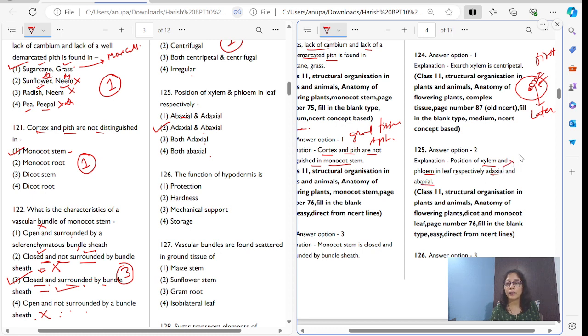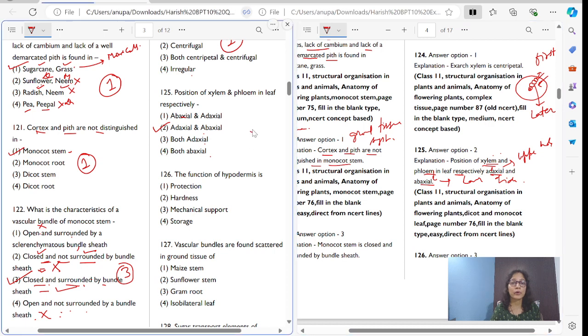Adaxial means on the upper side of the leaf, and abaxial means the lower side of the leaf. So the position of xylem in the leaf is adaxial, and the position of phloem in the leaf is abaxial. So the correct option will be option number 2.